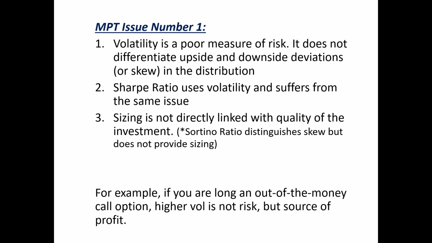So issue number one for the MPT. Volatility is a poor measure of risk. Why do I say that? Because volatility is just the standard deviation or the range of uncertainties.